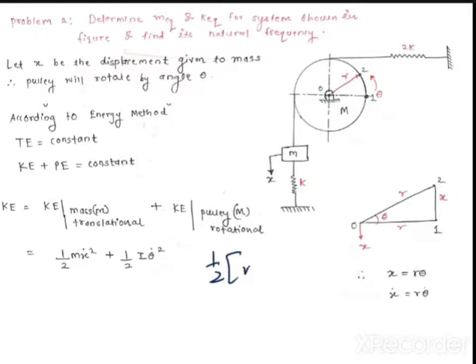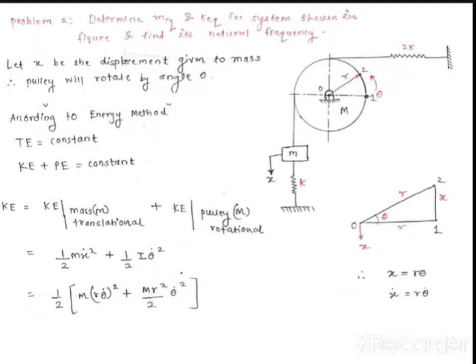1 by 2 m into x dot square plus 1 by 2 I into theta dot square. Now, if you are removing a half common, put what is x? What is x dot? r theta dot. Okay, put this. This method is also very easy, see. Okay, then I put 1 by 2 m x dot square, r theta.